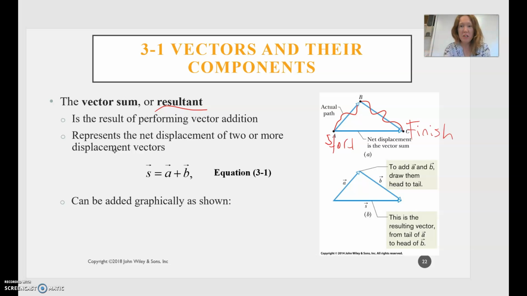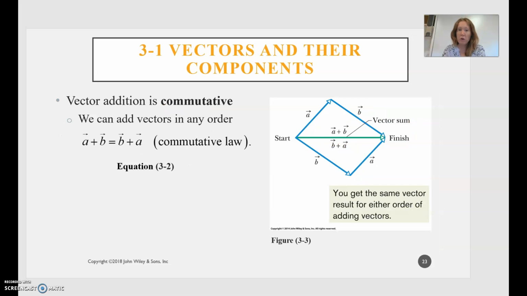So you will notice that the 2 arrowheads are on top of each other at the end. That's okay. But the 2 vectors that you're adding together must have the arrowhead of the first one on top of the dot or the tail of the second one. Okay. We're going to practice that together in class. It doesn't matter what order you add them in. So in other words, A plus B equals B plus A.